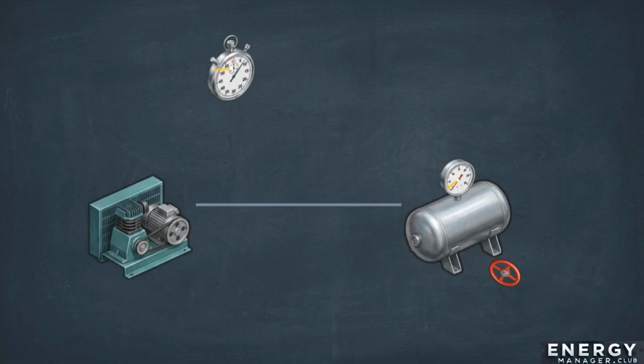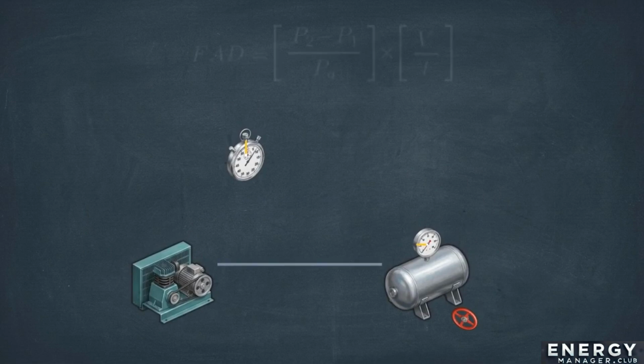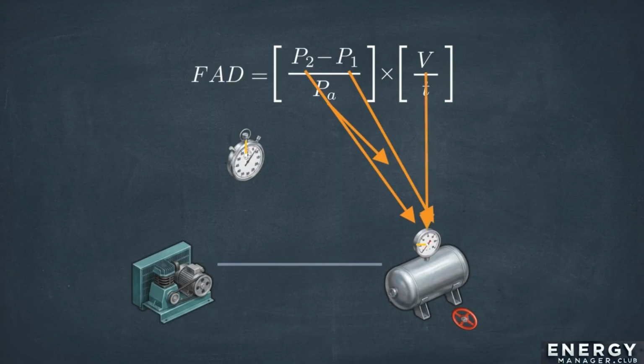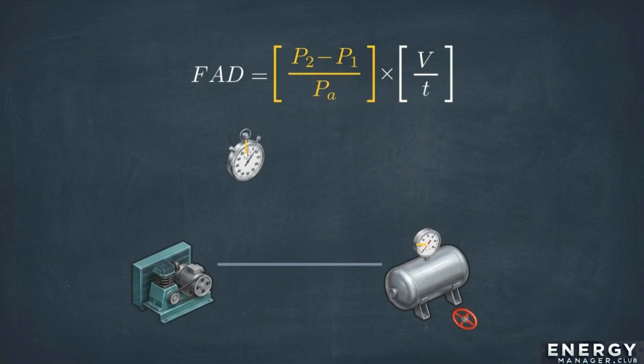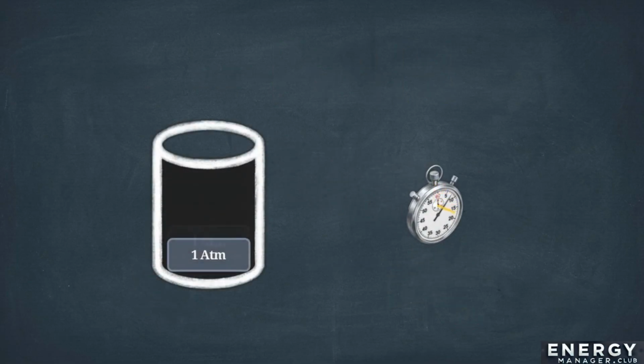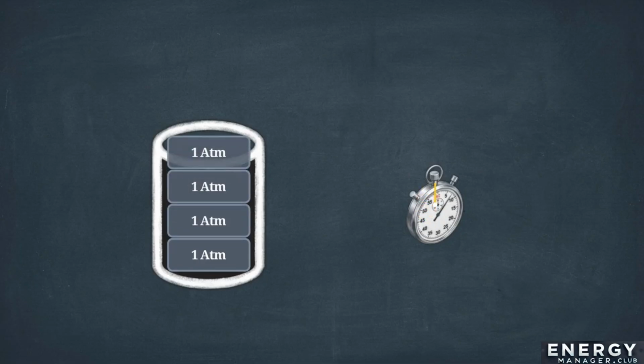We translate that physical test into a raw capacity number using the baseline free air delivery, or FAD, formula. This maps directly to what we just watched. P1 and P2 are the initial and final tank pressures. PA is the atmospheric pressure of the room. V is the volume of our receiver tank, and T is the time on our stopwatch. Look at the two halves of the equation. The first part calculates how many times we multiplied the room's atmospheric pressure. The second part scales that multiplication by the volume filled per minute, giving us the compressor's true volumetric output.